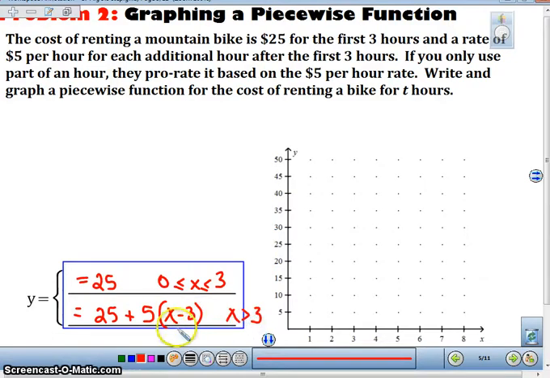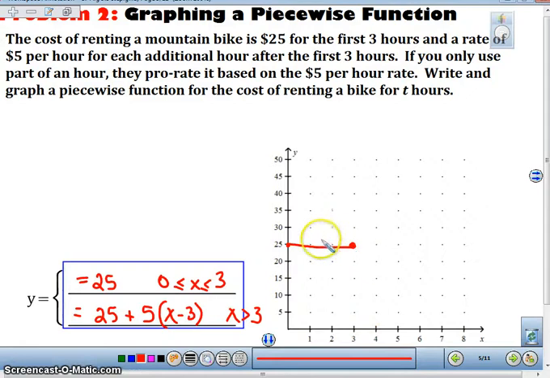So if we put in 4, we know it will cost us $30. We can't put 1, 2, or 3 in because they're going to be on this graph. So if we are looking at this, what does that look like? Well, they're charging us $25 for the first 3 hours, right? If we go from there, now our slope is 5.